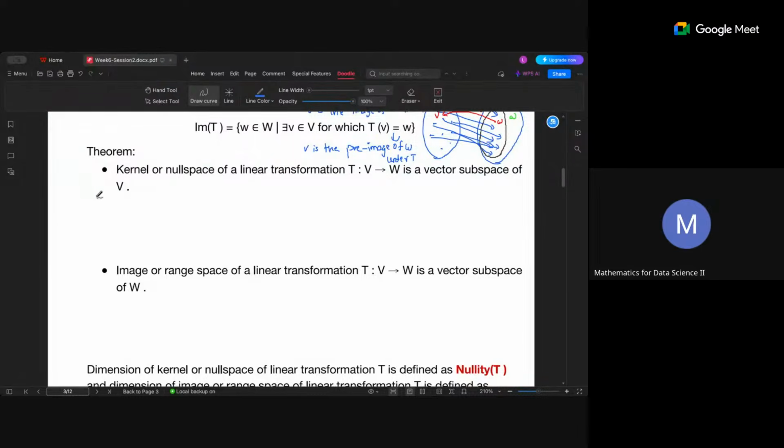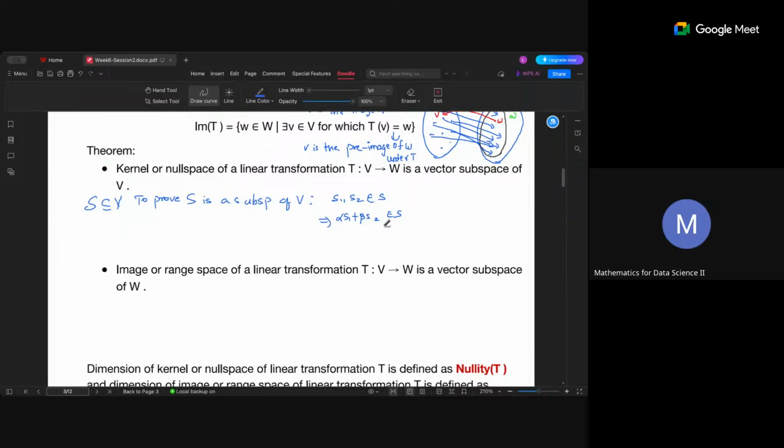Suppose you say that S is a subset of V. To prove that S is a subspace of V, what do we do? We take two elements s1, s2 in S, and we take alpha s1 plus beta s2 and say that alpha s1 plus beta s2 is also in S. Then we say that S is a subspace. This is what we do.